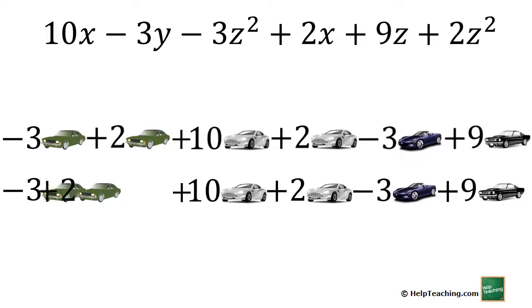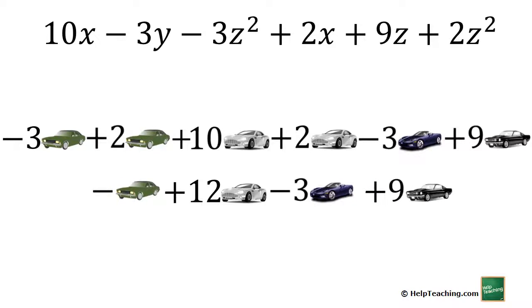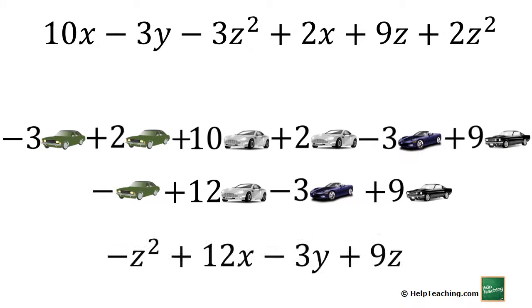So a negative 3 plus 2 is going to be a negative 1, a 10 plus 2 is 12, and we end up with negative 3 and positive 9. Now we can replace our variables back to what we know they actually mean. So that would give us negative z squared plus 12x minus 3y plus 9z.